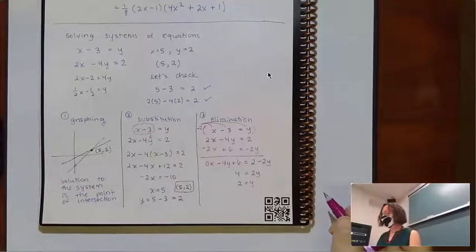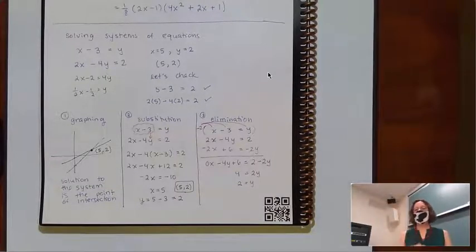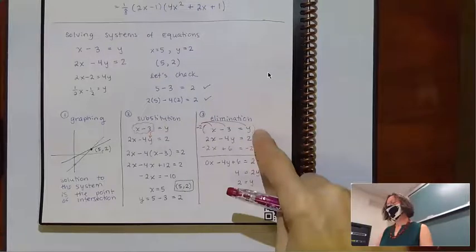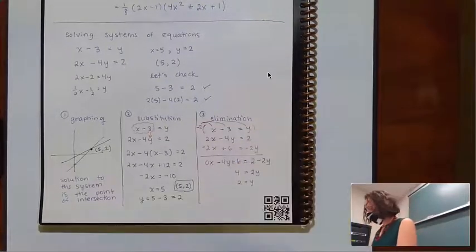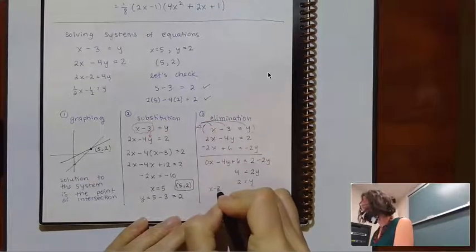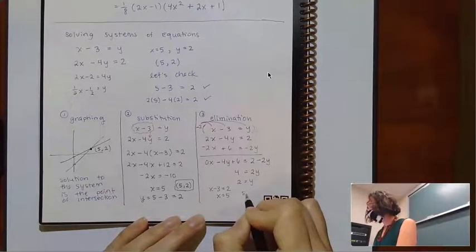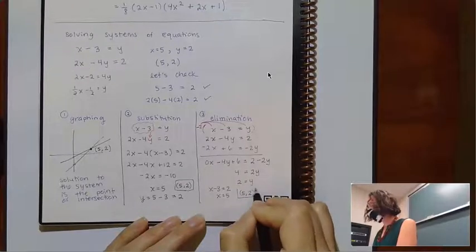Just like with substitution, when I get to this point, I still have to solve for the other variable. If it's a solution to the system, it should make both equations true, meaning we can choose which of the two equations to plug into. I usually choose the one with smaller numbers. So I would choose to plug that 2 for y back into the top equation. So I'd have x - 3 is equal to 2, or x is equal to 5. I'm going to get that same (5, 2) as an ordered pair being a solution.